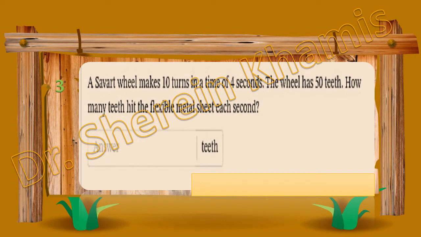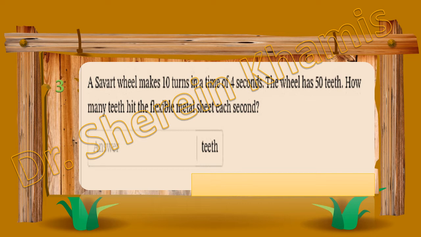Question 3 says that a Savart wheel makes 10 turns in a time of 4 seconds. So we have number of turns and time here. The wheel has 50 teeth. How many teeth hit the flexible metal sheet each second? Okay, it is a new way to mention the word frequency. We can remove frequency, and instead of it we can say number of teeth hitting the flexible metal sheet each second. Okay, the same meaning.